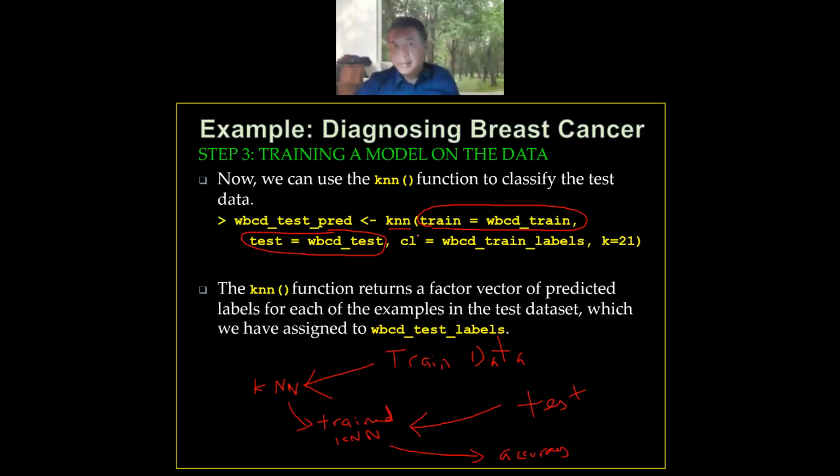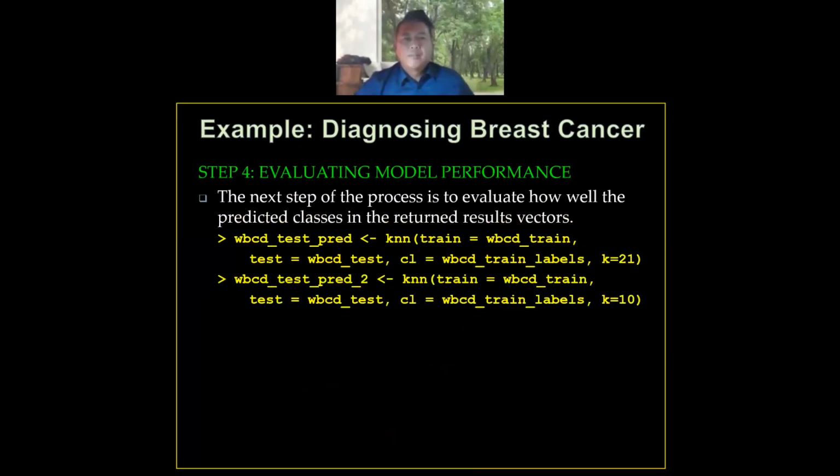So that's why here we look at the training dataset and also the test dataset, and this is the label of your training, because we give it the train dataset with the label so that your model can learn. In this example, k equal to 21. We could also try a few different values of k. So you could use k equal to 21 or k equal to 10 or 5. Later on you can see which one will give you the highest accuracy.